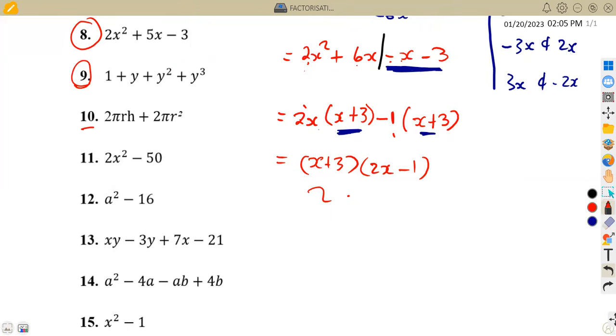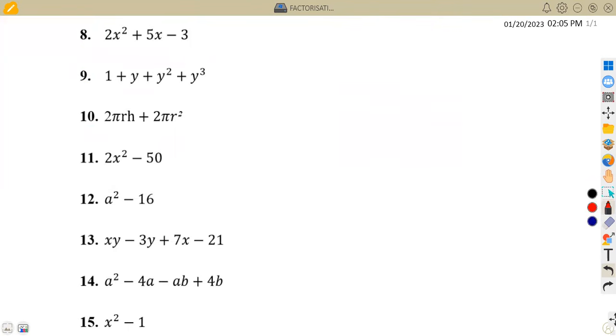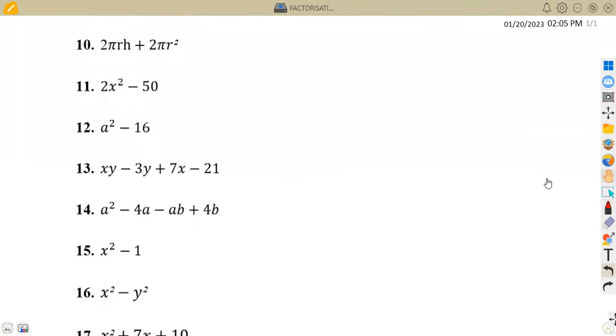Let's see number 10. There we are just given 2 terms, so it's actually direct. On number 10, we are just given 2 terms, so simply factor out directly, guys. What is common between those 2 terms, 2 pi rh plus 2 pi r squared? We can see that 2 is common here, pi is common, r is common. So we can factor out 2 pi r.